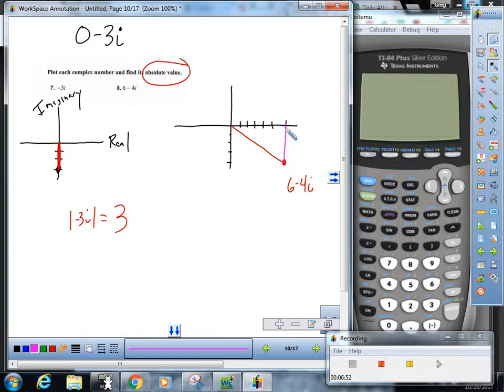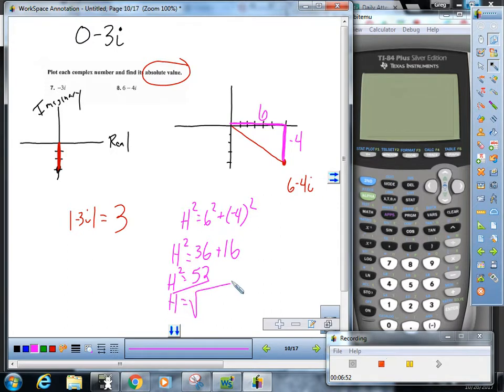We get our Pythagorean. Make it into a right triangle. This is negative 4. This is 6. Find the hypotenuse. So, h squared is 6 squared plus negative 4 squared. h squared equals 36 plus 16. h squared is 52. So h is the square root of 52. Okay? And that's our answer.